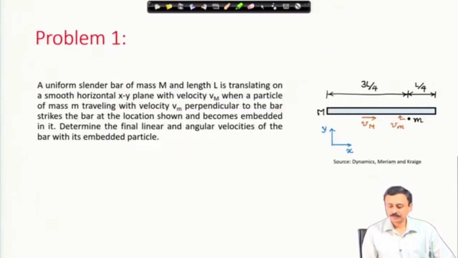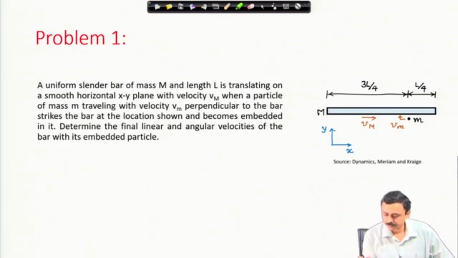We are going to look at some problems. This is again sourced from the book of Meriam and Kraige, Dynamics. This says a uniform slender bar of mass capital M and length L is translating on a smooth horizontal xy plane with velocity v sub capital M, when a particle of mass lowercase m travelling with velocity v sub m perpendicular to the bar strikes the bar at the location shown and becomes embedded in it. Determine the final linear and angular velocities of the bar with its embedded particle.